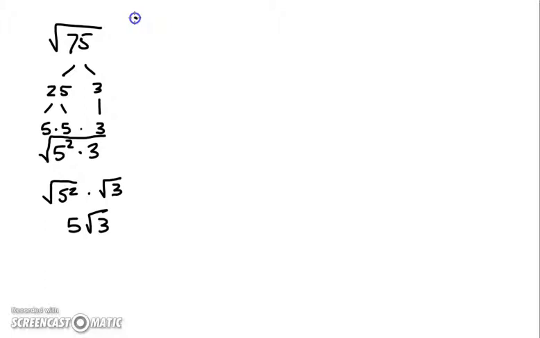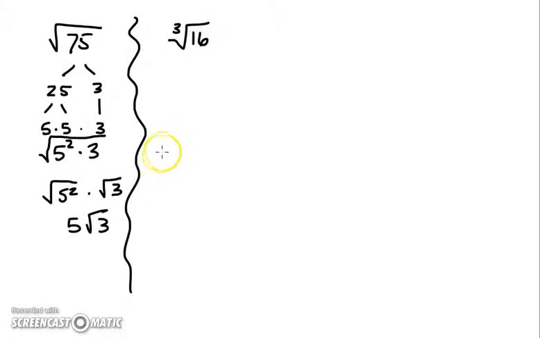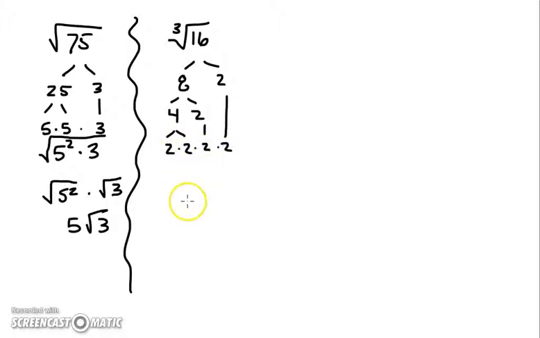Now, it works with roots that are more than just a square root, right? We can find the third root of 16. So it's going to work the same way. We want to make our factor tree. So 8 times 2. 8 is 4 times 2. 4 is 2 times 2. Drop that 2 down, drop that 2 down. And so we know that 16 is really 2 times 2 times 2 times 2, which we could write as 2 to the 4th power.